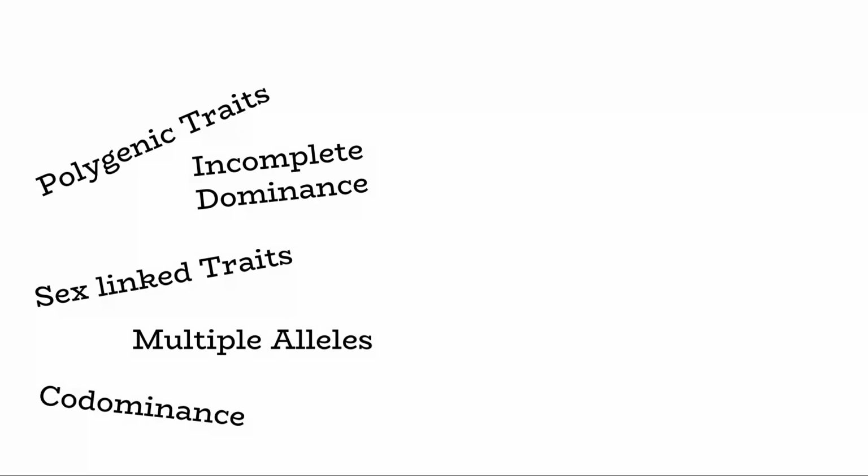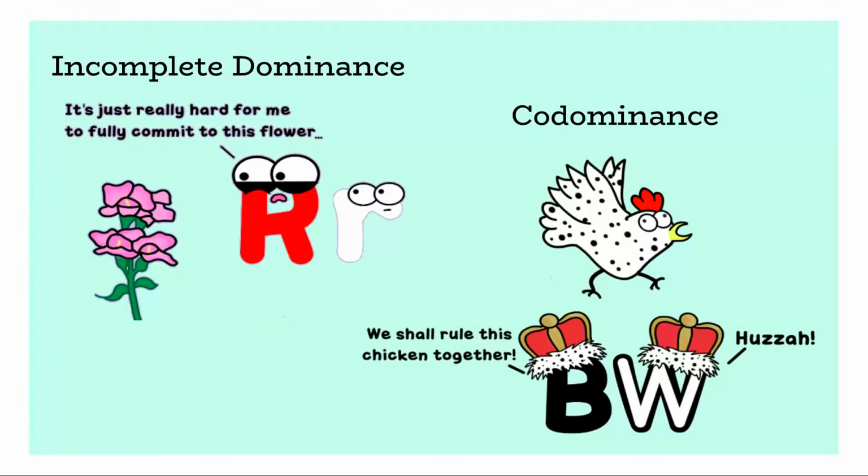When it comes to this list of non-Mendelian inheritance patterns, the two that people often get mixed up are incomplete dominance and codominance. Incomplete dominance is when the heterozygous individual, like big R, little r, would have the blended phenotype. So if big R is red and little r is white, an individual that's big R, little r would be pink. And for codominance, if the individual is BW, then they would show the color that both of these alleles code for. So this would give us a black and white speckled chicken.